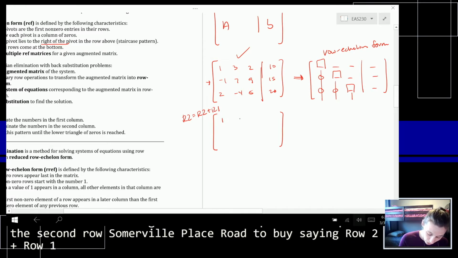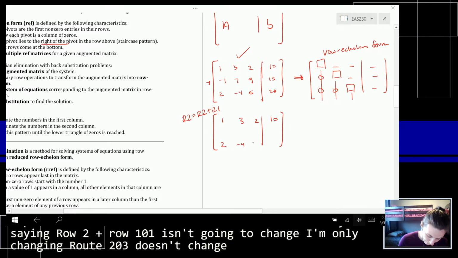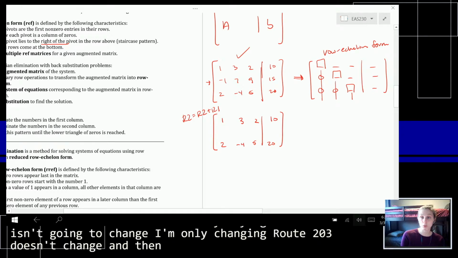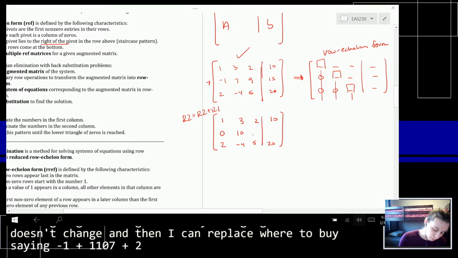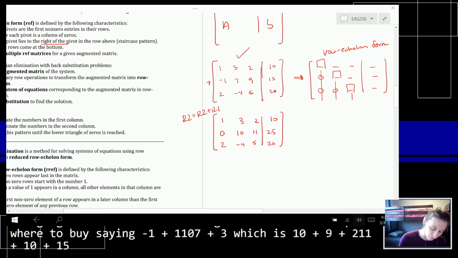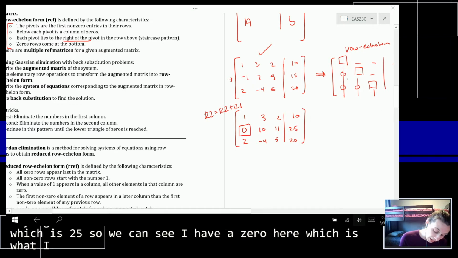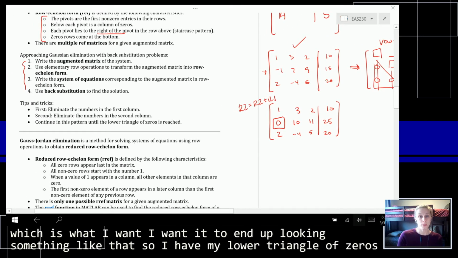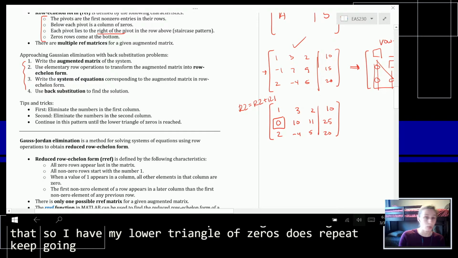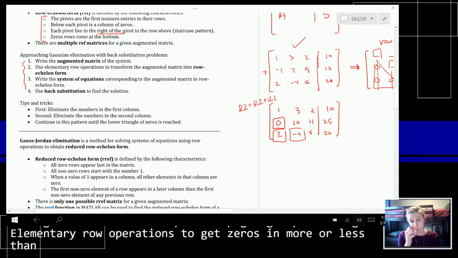So row 1 isn't going to change. I'm only changing row 2. Row 3 doesn't change. And then I can replace row 2 by saying negative 1 plus 1, which is 0. 7 plus 3, which is 10. 9 plus 2, which is 11. And 10 plus 15, which is 25. So we can see I have a 0 here, which is what I want. I want it to end up looking something like this, where I have my lower triangle of zeros. So then I'll just repeat. Keep going, repeat using elementary row operations to get zeros in more or less this lower triangle.